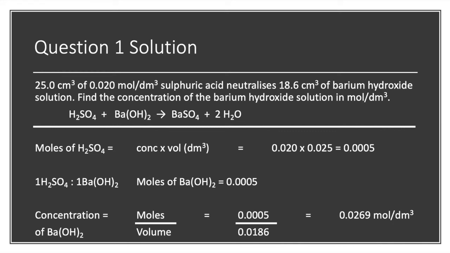And then when we look at finding the concentration, it's moles divided by volume. So we've got the moles, we just found that out. The volume in the question was 18.6 centimeters cubed, which is 0.0186 decimeters cubed. And that gives us a concentration of 0.0269 moles per decimeter cubed.